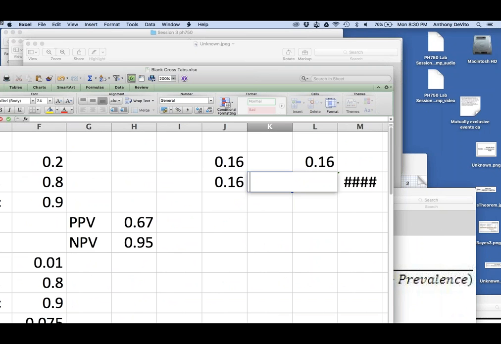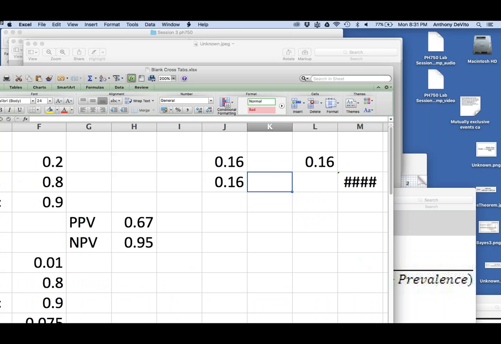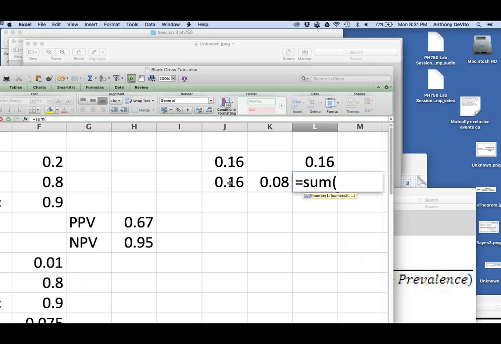Okay, let's do this again. Okay, so we have sensitivity times prevalence is 0.16. The second part of this, 1 minus the specificity, the specificity is 0.9, so it's 0.1 times 1 minus the prevalence. The prevalence was 20%. So 1 minus the prevalence was 0.8. Okay, so now it's going to work. Okay, this is equal to the sum of these two, right? These are the two ways for us to get a positive result, false and true positive, and it comes up 0.67.